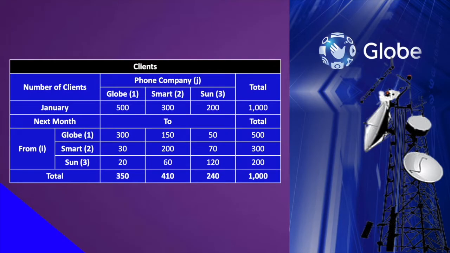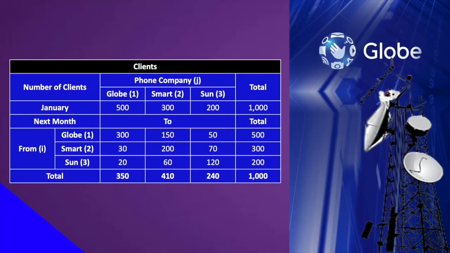So, we have here the table for the clients. As you can see here, we have the table for Globe, Smart, and Sun. For example, guys, think like today is January, this month is January. So, Globe has 500 clients. Smart has 300 clients, and Sun has 200 clients, for a total of 1,000 clients.